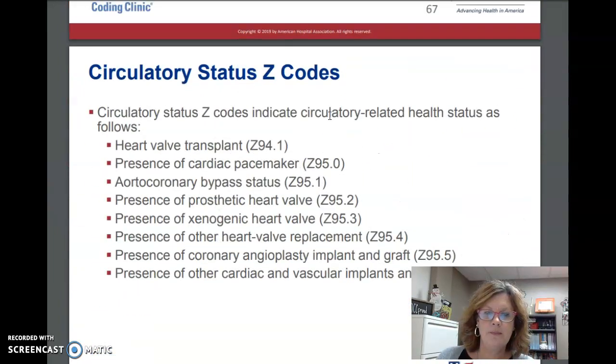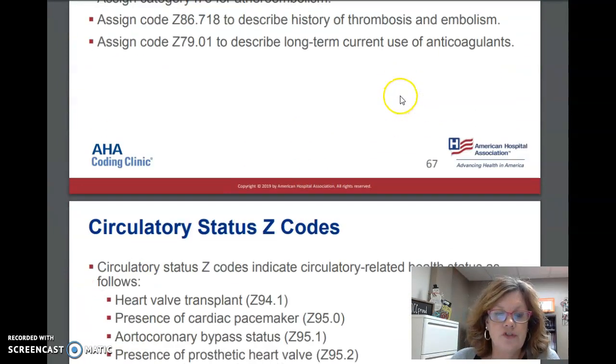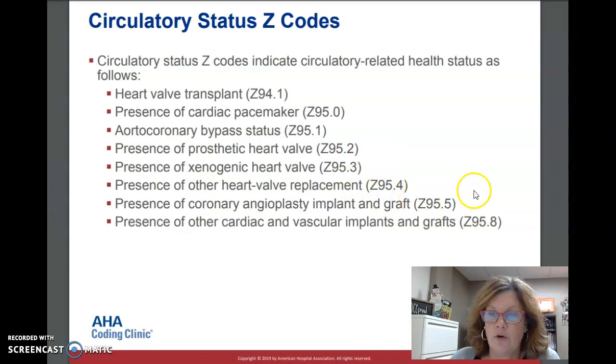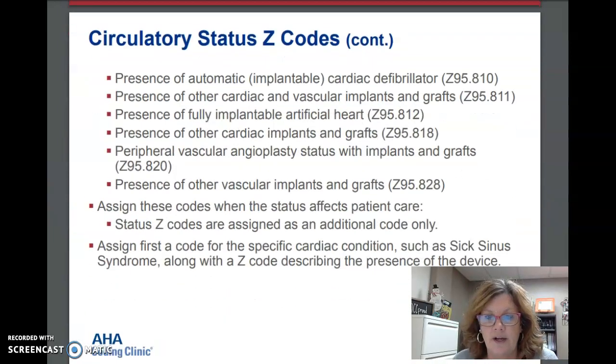Okay, the other big thing, because I'm not really going to go through procedures here, so I am going to talk about just your Z codes. These are really important, especially in the cardiac section. If a patient had a heart valve transplant, we need to state that. So you can go under presence of, sometimes status post. If a patient has a pacemaker, you need to put that down. They had a bypass, you need to put that down. So all of these need to be coded, especially in the heart area.